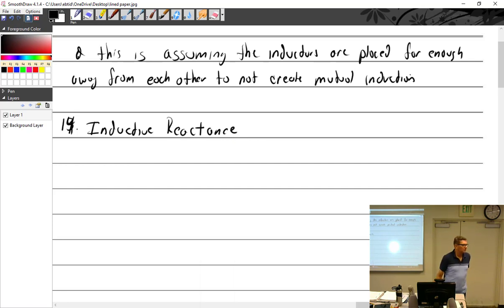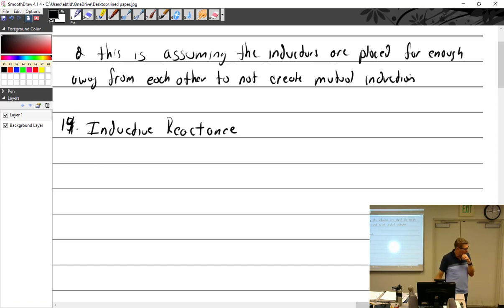Is mutual induction, you say it's got to be placed far enough away? You have two coils and this one's expanding, it's going to expand across this one. That's bad. Is the distance that is considered far enough away based on how large the coil is? I'm sure it is, yeah. I don't have a formula for that, but definitely. It's 5 time constants. I was going to say that, but it's got to be 5 distances apart.